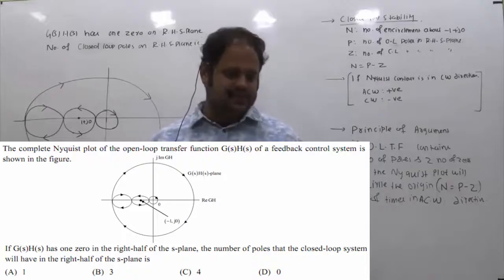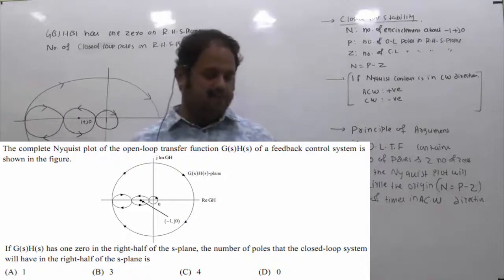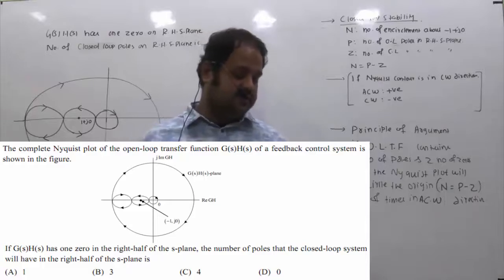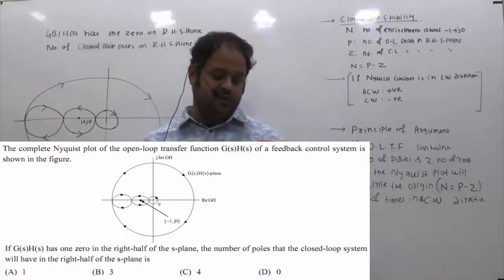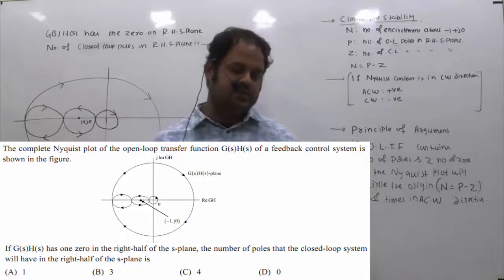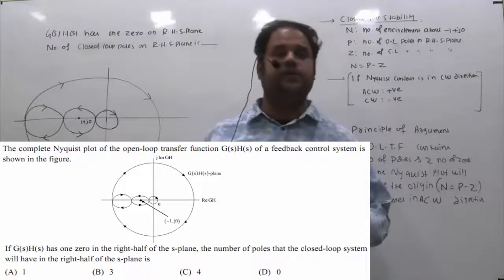The given question is: the complete Nyquist plot of the open loop transfer function G(s)H(s) of a feedback control system is shown in the figure. If G(s)H(s) has 1 zero in the right half of the S plane, the number of poles that the closed loop system will have in the right half of the S plane is. The options are 0, 1, 4, 3.